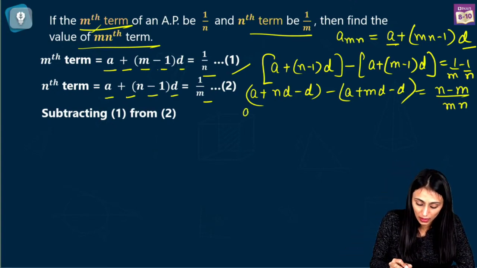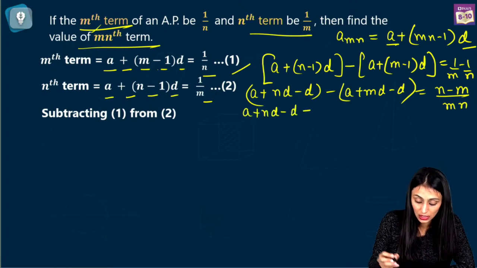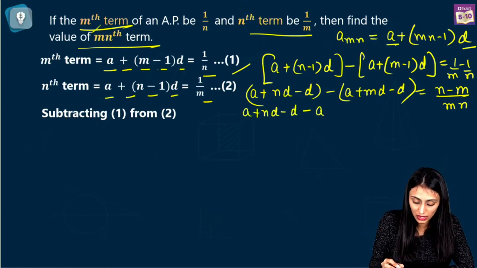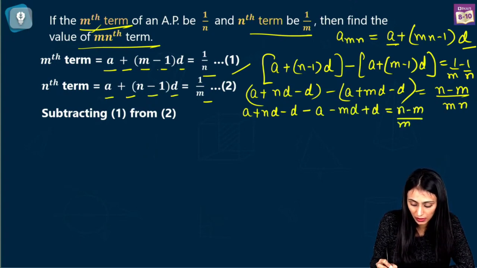Okay. Now let's open this bracket up. So we have a plus nd minus d. All the signs will change now. This will be negative a. This will be minus md. This will be positive d equals n minus m by mn.